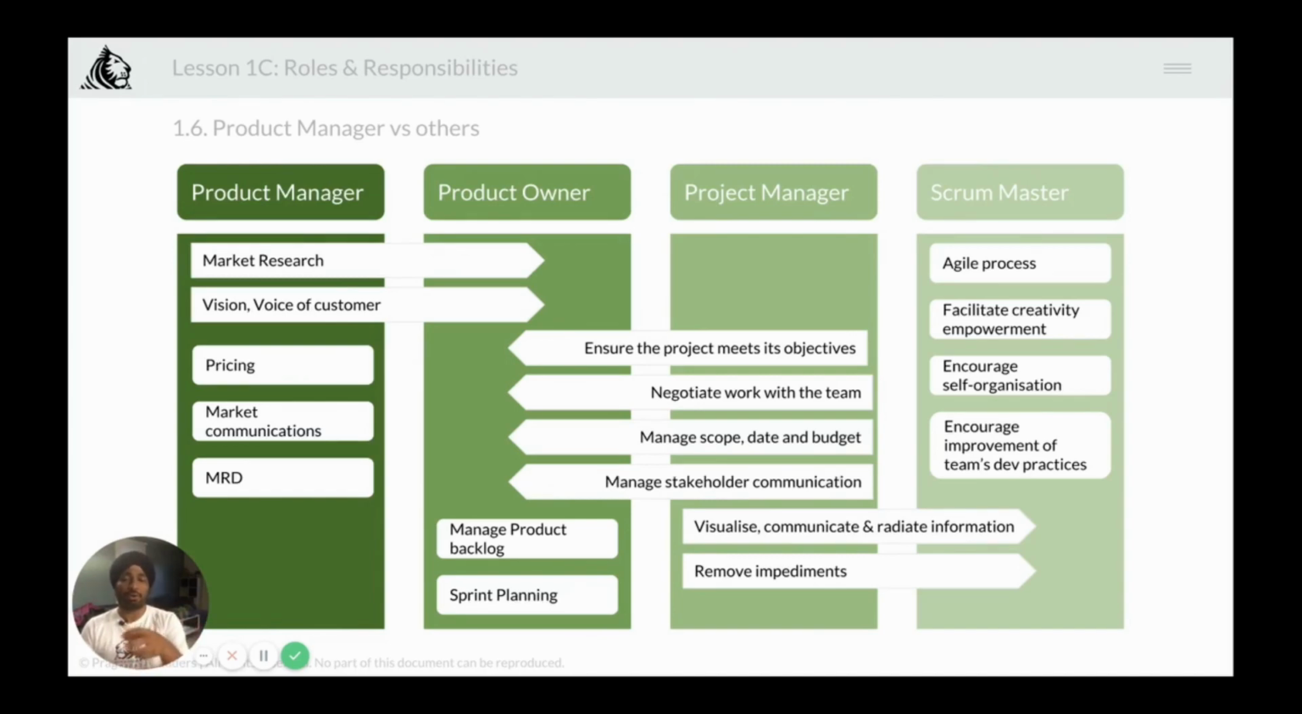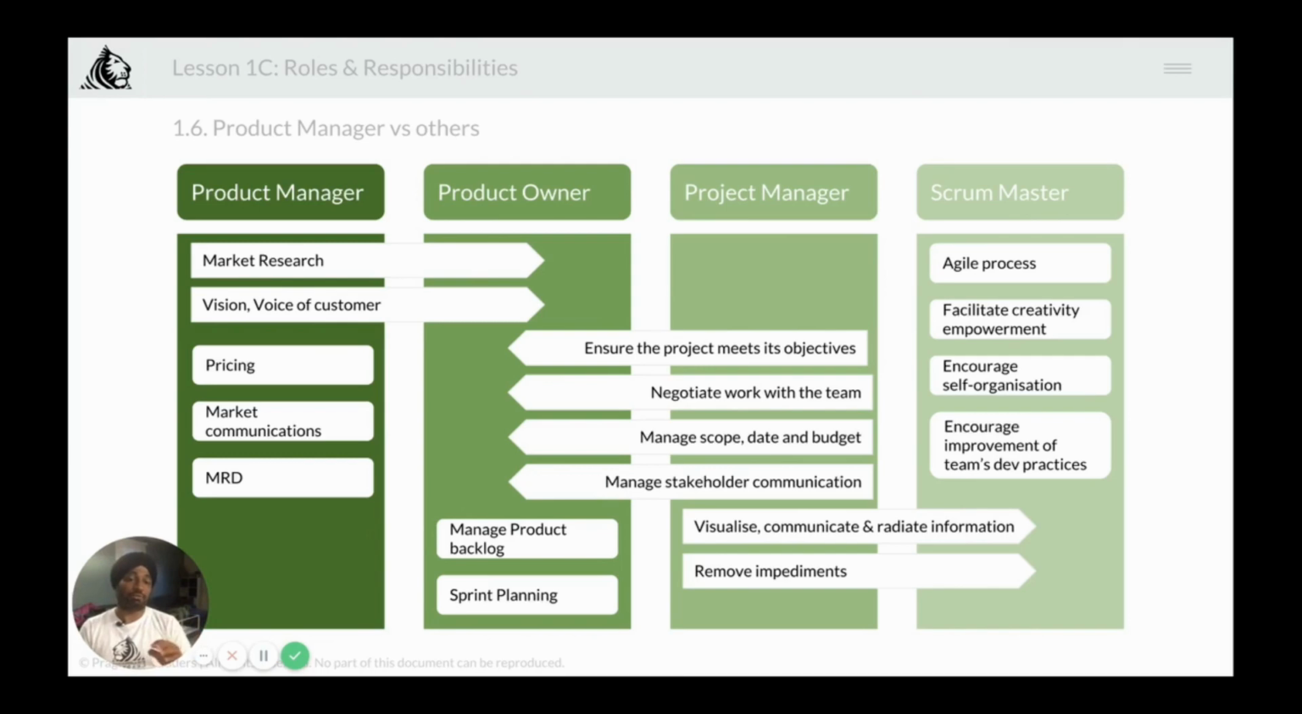So product manager will do the market research and provide it to product owner. Product manager will do the vision, voice of customer, or be the champion of voice of customer and provide that information to product owner. Similarly, project manager would ensure the project meets its objectives. That is, he will coordinate the product owner and make sure the project is as per the objectives.